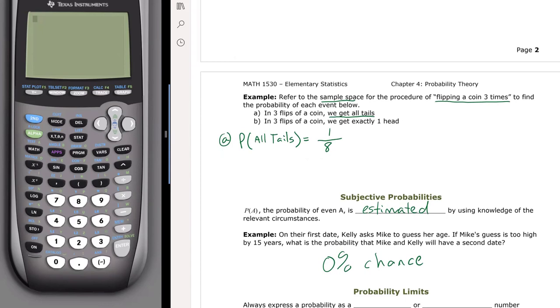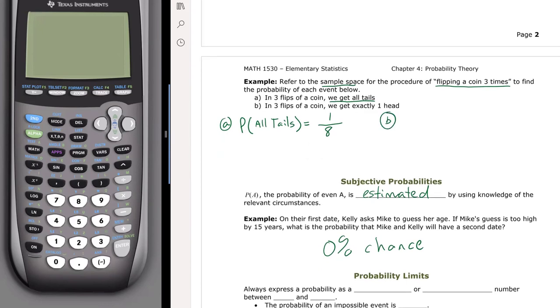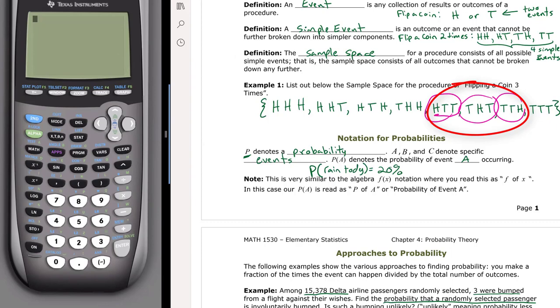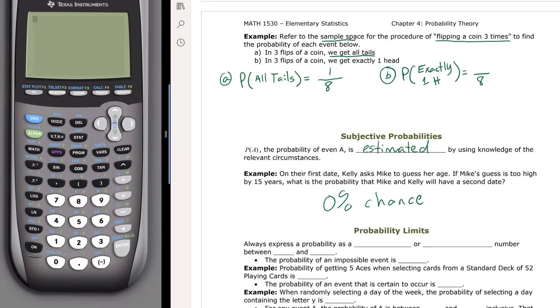Next, it says we flip a coin 3 times and we get exactly 1 head. So probability of exactly 1H, when we flip a coin 3 times. Well, we know there's 8 total possible options, but we want exactly 1H to happen. So when you go up here, how many times did 1H happen? Well, I can see that I have 1H right here in this option, 1H right here in this option, and 1H right here in this option. Now, every other spot has more than 1H, or it has no H's. So exactly 1H will be those 3 options right there out of 8 total possibilities. So 3 out of 8.